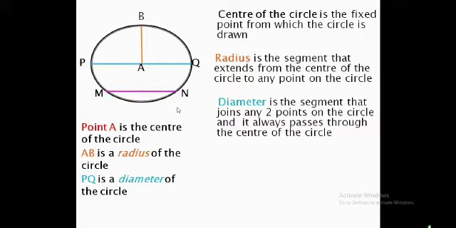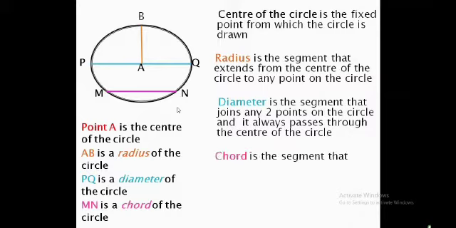Next, you have a pink line there, MN. Now this MN is called a chord. You can draw this chord anywhere on the circle, provided it touches two sides of the circle. So MN is a chord of the circle. Now we'll see the definition of it. A chord is a segment that joins any two points on the circle.